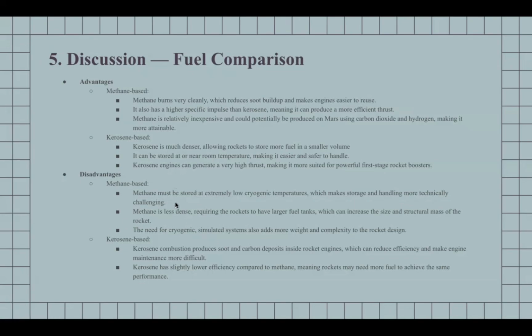Some disadvantages of methane-based fuel are that methane must be stored at extremely low cryogenic temperatures, which makes storage more challenging. And it's also less dense, requiring the rockets to have larger fuel tanks. And also, the need for cryogenic systems adds more weight and complexity to the rocket design. For kerosene-based disadvantages, kerosene combustion produces soot and deposits inside of rocket engines, which can reduce efficiency and make engine maintenance more difficult. And kerosene also has a slightly lower efficiency compared to methane, meaning that rockets may need more fuel to achieve the same performance.